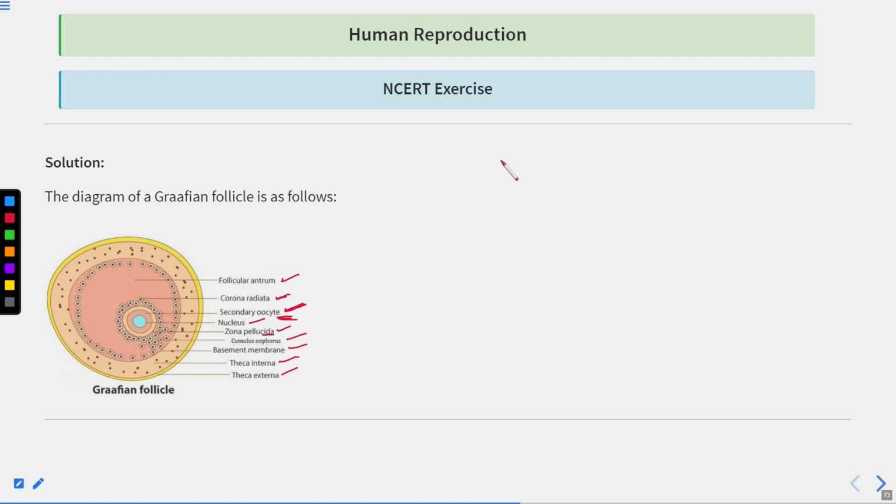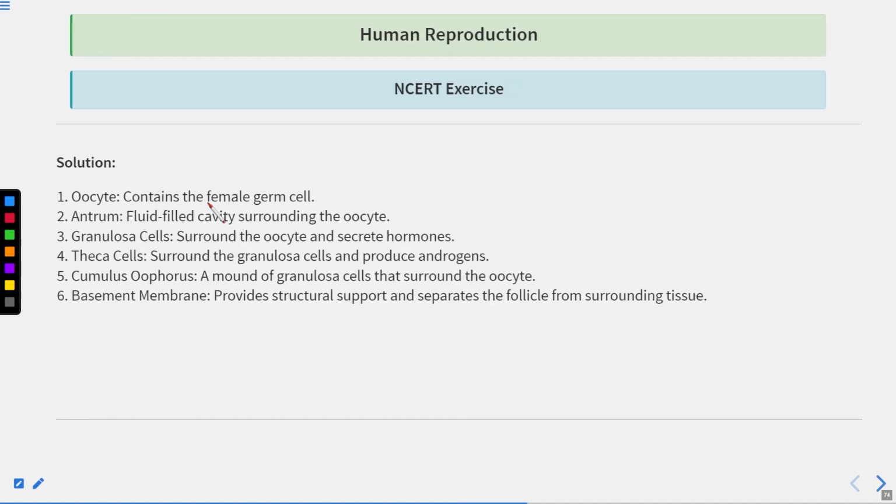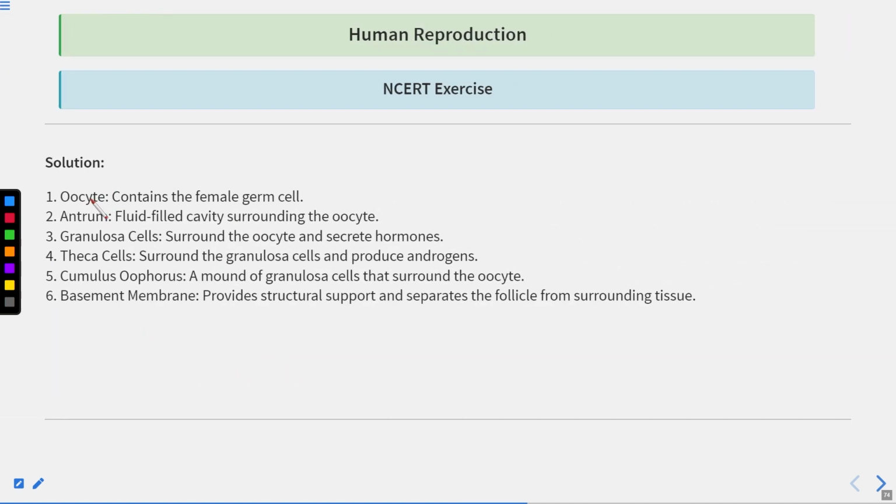The ovum consists of what layers? The outermost layer is the corona radiata. Then beneath the corona radiata is the zona pellucida. Clear? So the outermost layer of the ovum is known as the corona radiata, which is formed from the follicular cells and provides protection to the ovum. And beneath the corona radiata, the zona pellucida is present, which interacts with the sperm. Clear? Now let's discuss all the structures.